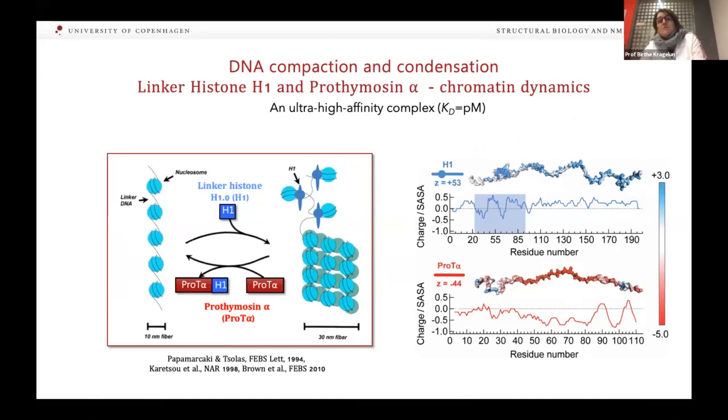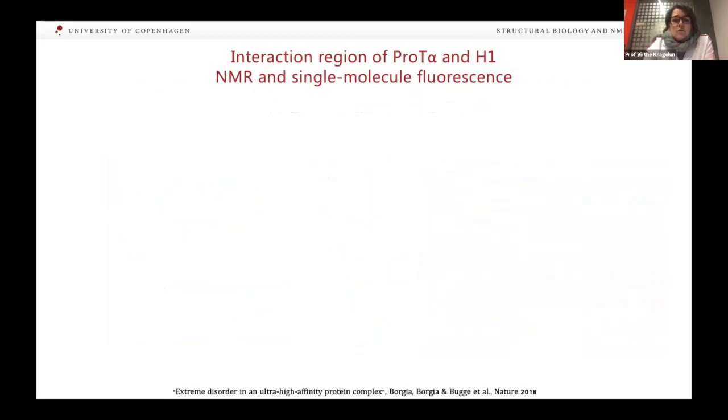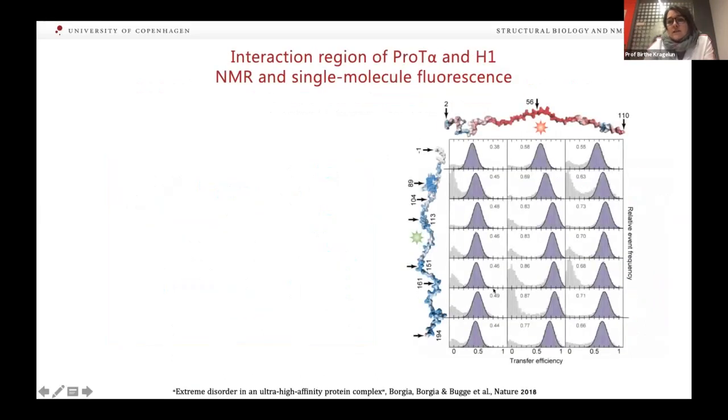Together with Ben Schuler, who works with single molecule fluorescence, and Robert Best in computation, we have characterized this complex, which binds with an affinity in the picomolar range. Ben used single molecule fluorescence and labeled both prothymosin alpha and histone H1 at different sites along the chain and measured the transfer efficiencies to see where these chains would be in contact.